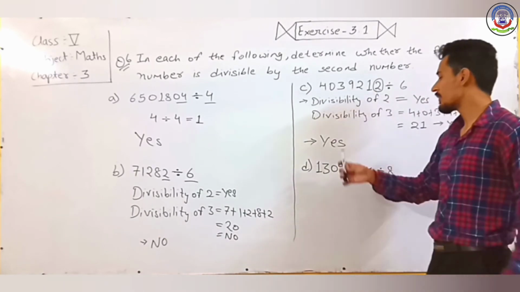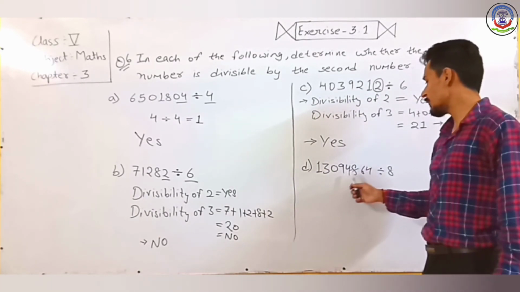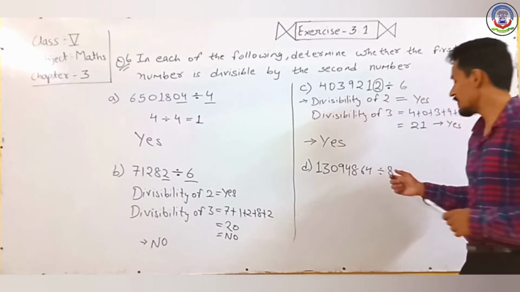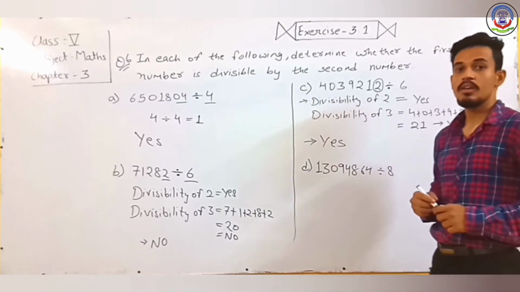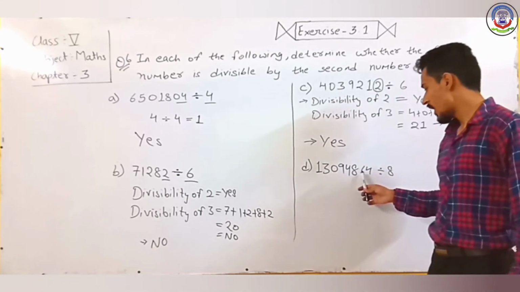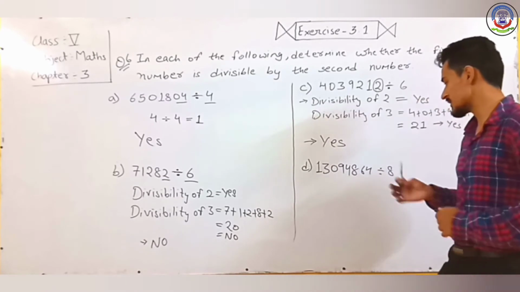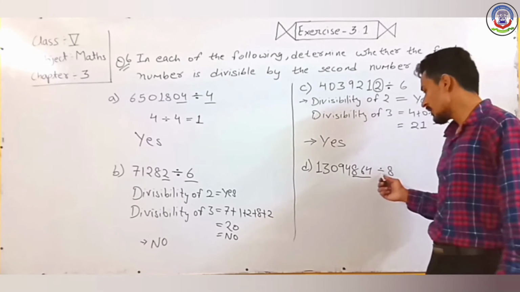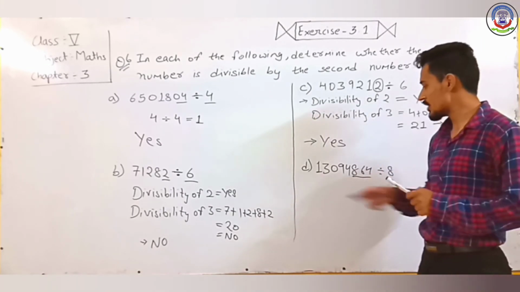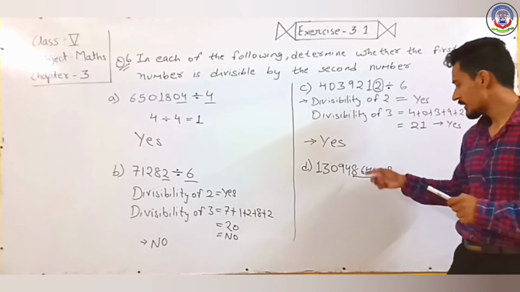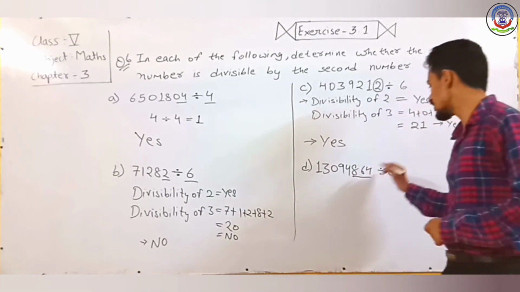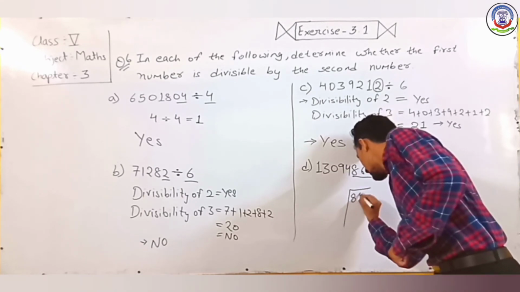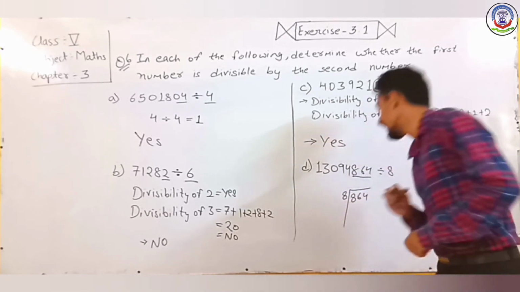Next we have 1,30,94,864 divided by 8. Now the divisibility rule of 8 is we have to see the hundreds, tens and ones place, that is the last 3 digits of a number. If it is divisible by 8, then we can say that the original number is also divisible by 8. Now we have to divide 864 by 8. So we write here 864 divided by 8.